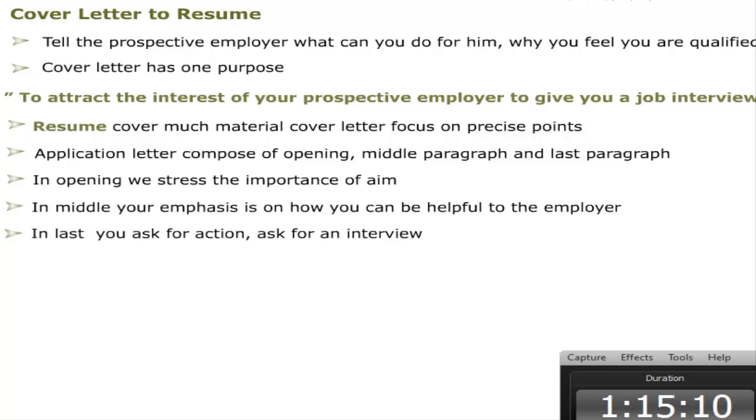In the last paragraph, you ask for action. Here, more than in other parts of the letter, use the first person singular, I. In this, you ask for an interview and say you will come to the employer's office when he or she suggests.